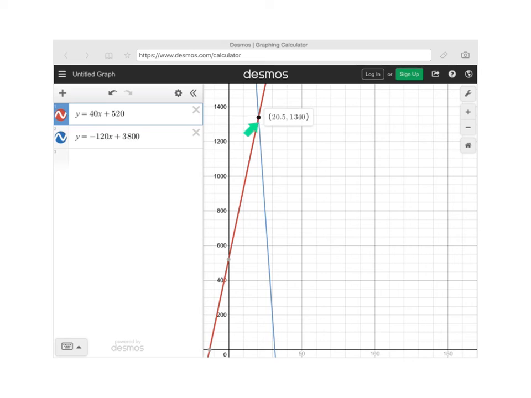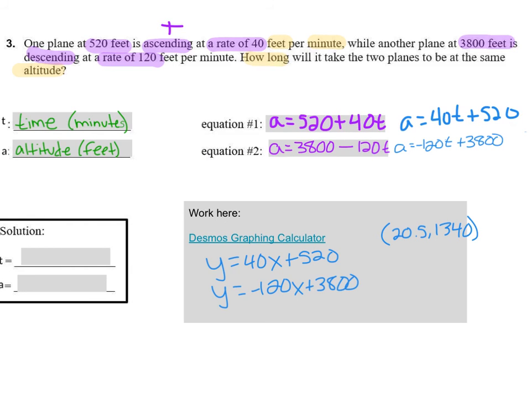They're intersecting right here at 20.5, 1,340. Let's head back over to our question. When I graphed these equations in Desmos, I had to use x and y in place of our variables t and a. The intersection was at 20.5, 1,340. Since I used x in place of t, 20.5 is t, 1,340 is a.